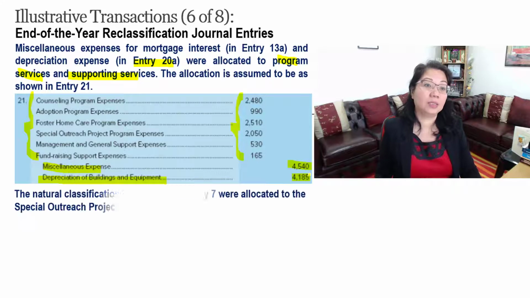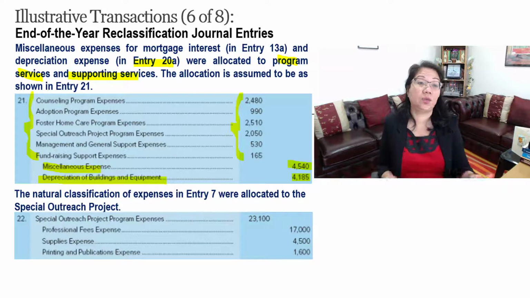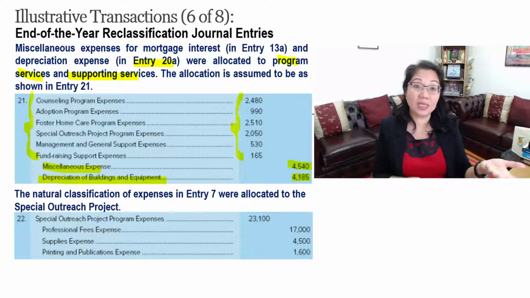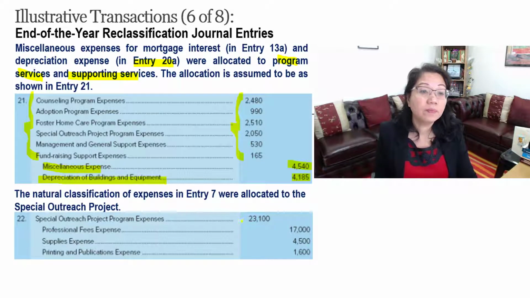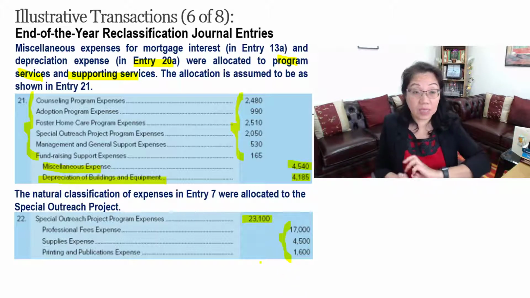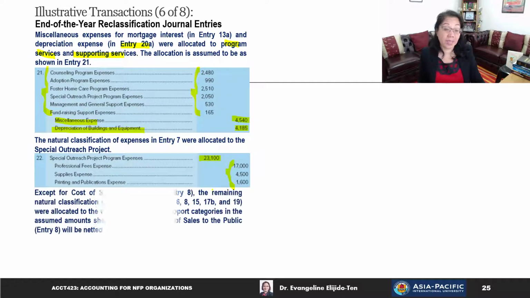services expenses. The natural classification of expenses in entry 7 were allocated to the special outreach project as follows. So we're debiting special outreach project program expenses for the full amount of $23,100, and all these professional fees, supply, printing, and publication that we have debited before will now be credited because it's reclassified to special outreach program expense.